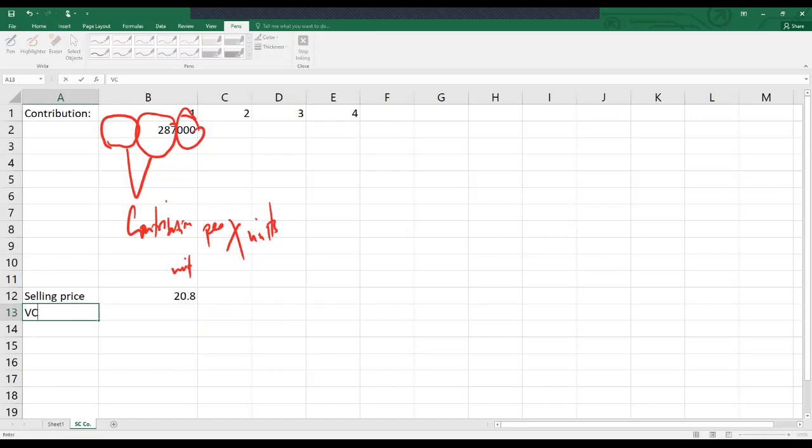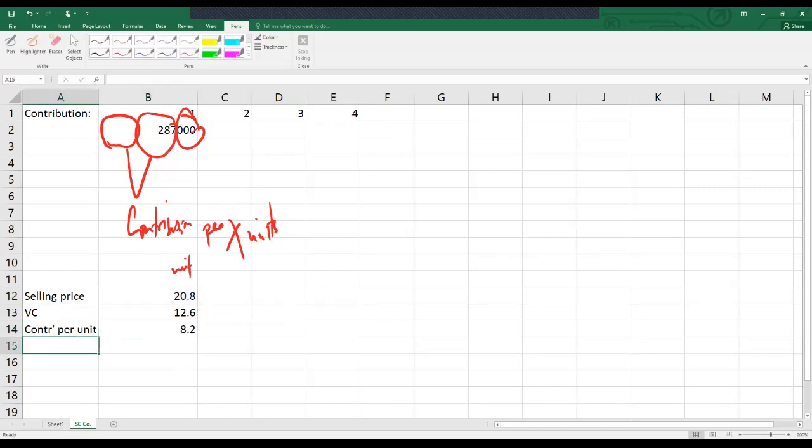Variable cost, VC, you can write that, no problem. The examiner knows what you mean by that. Multiply by 1.05 to the power of one. Therefore, you get the contribution per unit, which is equal to the selling price minus variable cost.